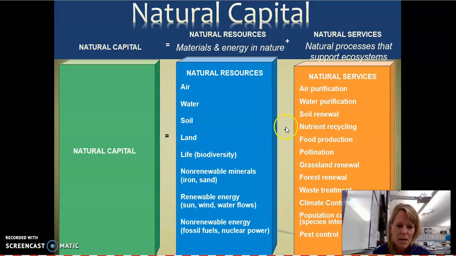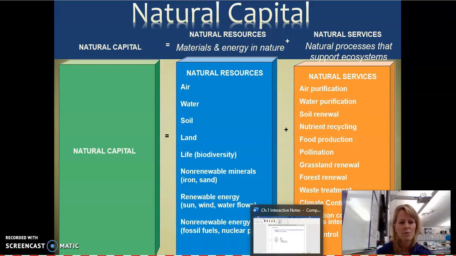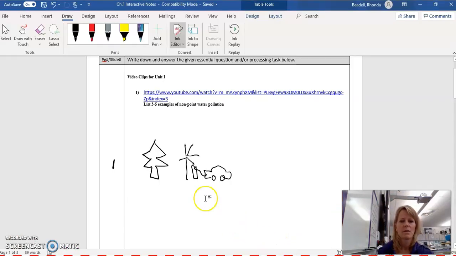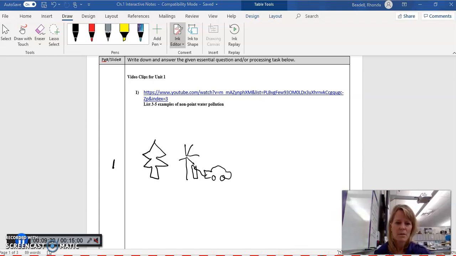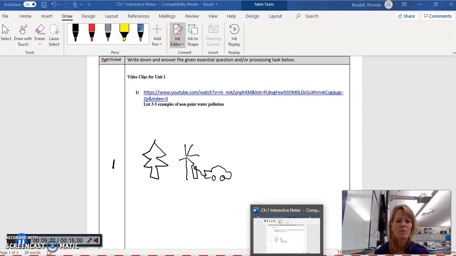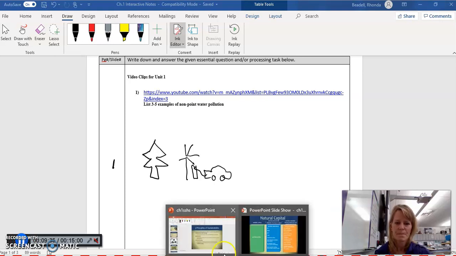So you're going to be doing that again on your interactive notes. And we'll call that probably number 3. So I want you to get maybe 5 different things that trees do. Thinking about that. What do they do for our ecosystem?